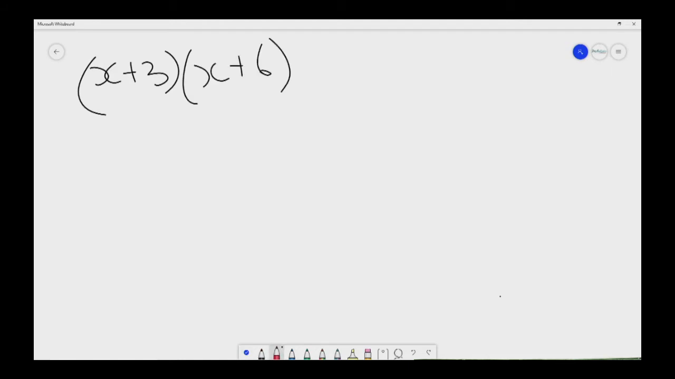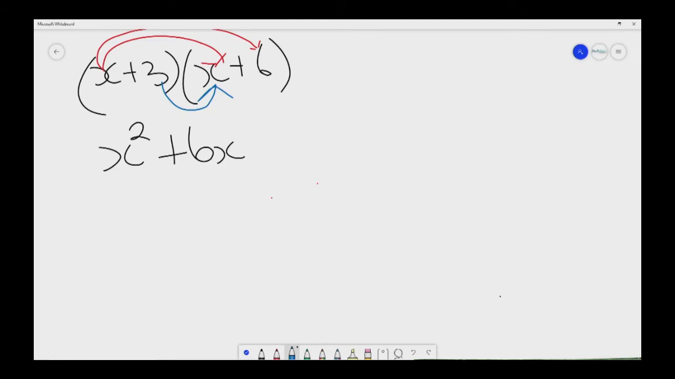And we said that we multiplied the first to the first, then we multiplied the first to the outside. So let's do that before we continue. So we have x multiplied by x, which will give us x squared. And then we have x multiplied by 6, which will give us positive 6x. Next, we multiply the inside, and then we multiply to the last. So once we do that, we are going to have plus 3x plus 18.